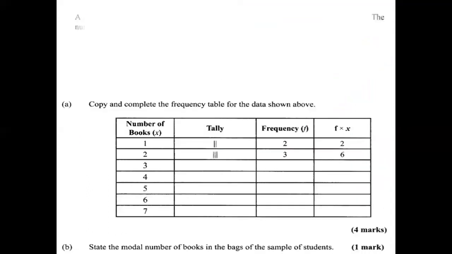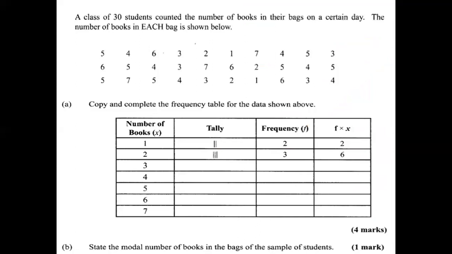Let's go. We have a question here that says a class of 30 students counted the number of books in their bags on a certain day. The number of books in each bag is shown below. So, for example, the 5 here among our list means that this student had 5 books in their bag, and so on and so forth. We're asked to copy and complete the frequency table for the data that is shown.